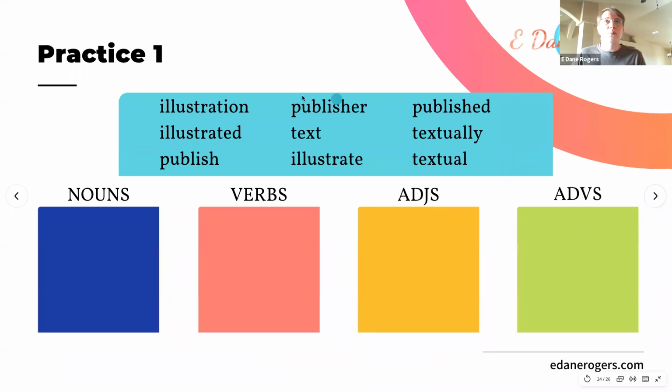Then I've got one more exercise for you here, and this is your homework practicing. See if you can match these into their correct boxes: illustration, illustrated, publish, publisher, text, illustrate, published, textually, and textual. And remember that some of them can go in more than one category. So try to put these in their correct categories.